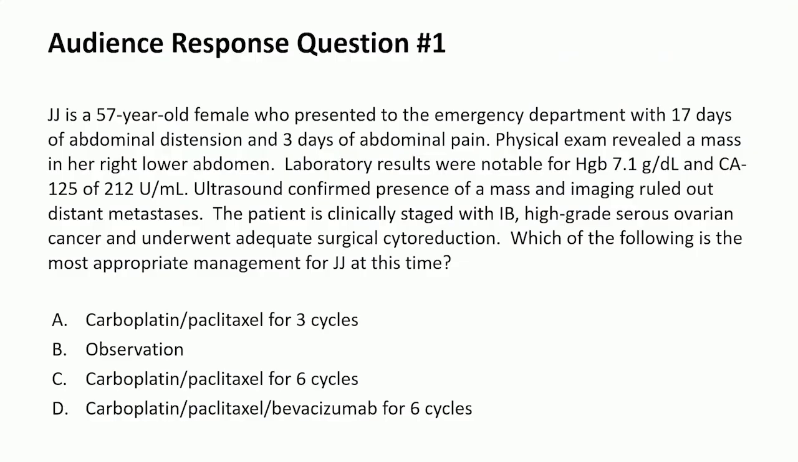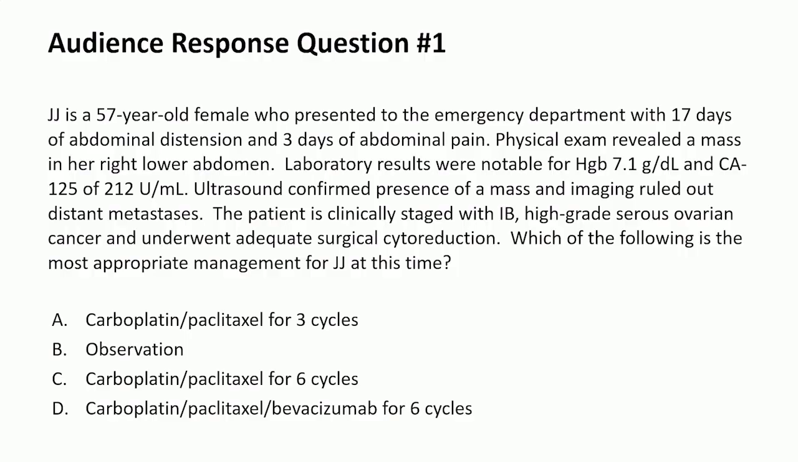So jumping right into the primary treatment for ovarian cancer, we first have our first audience response question, which is, JJ is a 57-year-old female who presented to the emergency department with 17 days of abdominal distension and 3 days of abdominal pain. Physical exam revealed a mass in her right lower abdomen. Laboratory results were notable for a hemoglobin of 7.1 and a CA-125 of 212. Ultrasound confirmed the presence of a mass, and imaging ruled out any distant metastases. The patient is clinically staged with a 1B high-grade serous ovarian cancer and underwent adequate surgical cytoreduction.